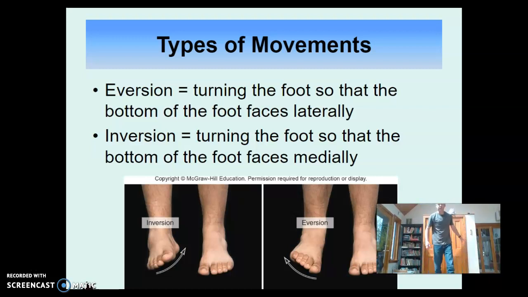And again, this is really difficult to do in this setting, but inversion means that you are turning your foot in like this. The sole of the foot is going to face the inside, your midline, and the opposite, eversion, is where you turn the sole of your foot out towards the outside, laterally. Again, this may seem like an inconsequential movement, but it's really important in your ability to run and walk, especially over not smooth terrain.